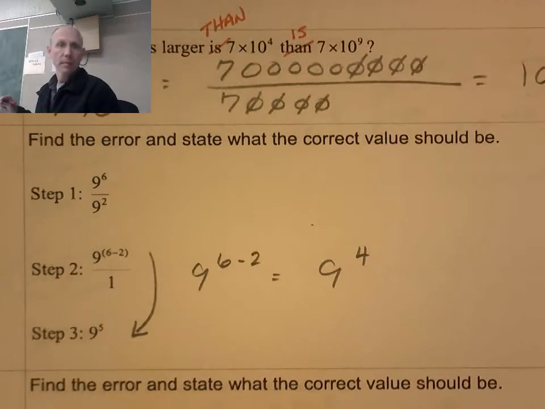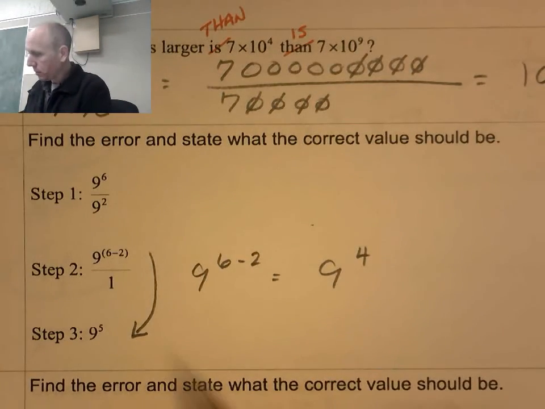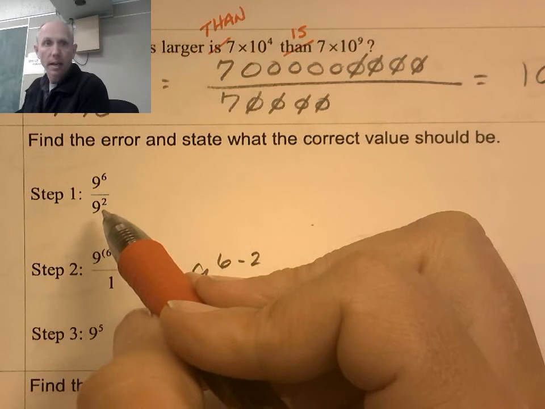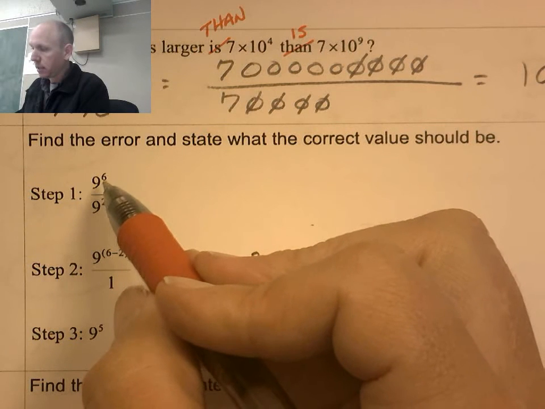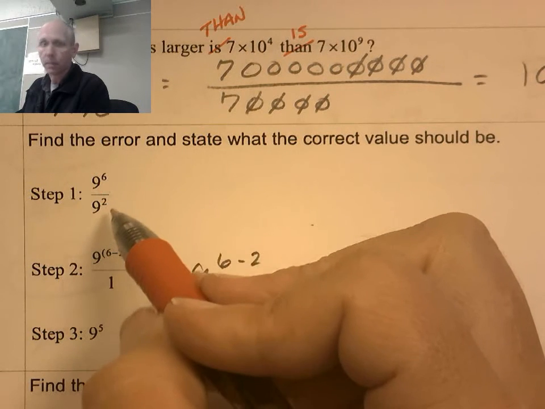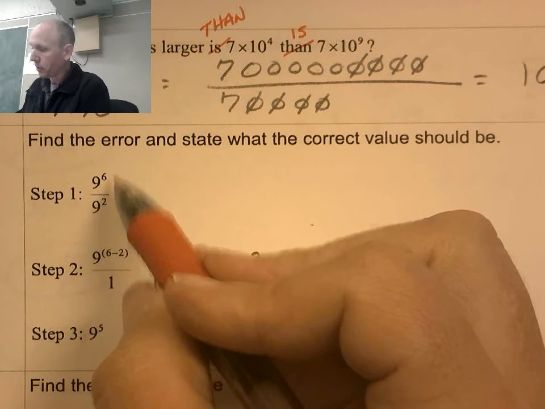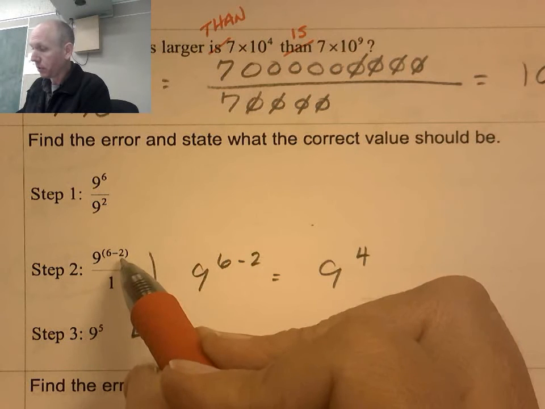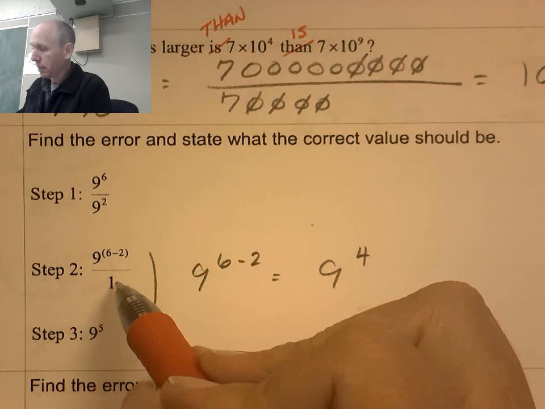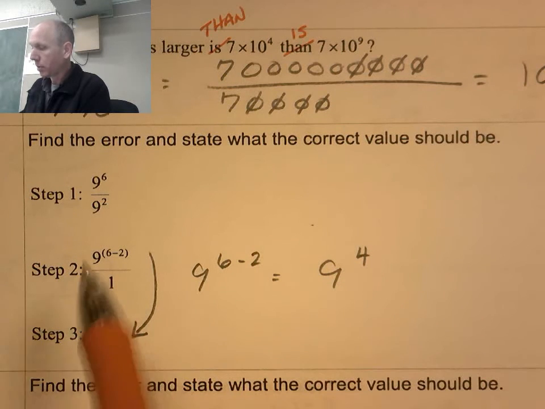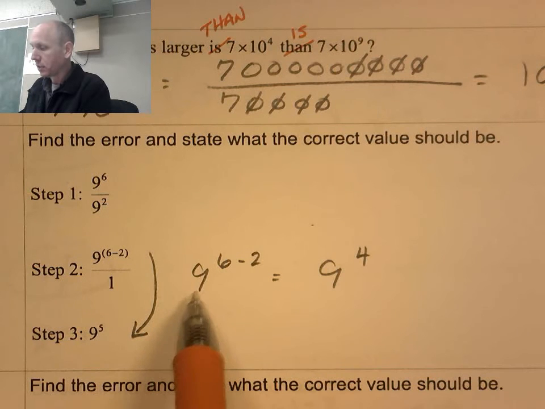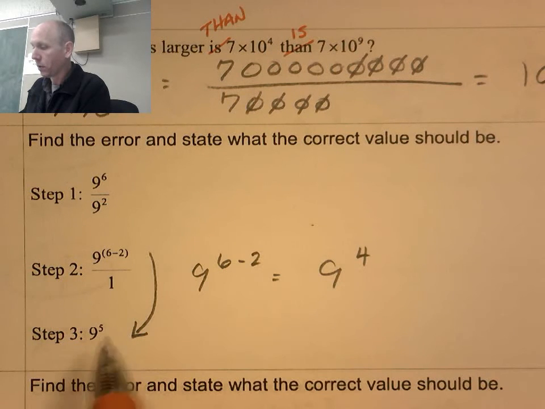Okay, so I have 6 nines on top, 2 nines on the bottom, so this is 6 minus 2 over 1, that looks good. And the error is happening right here. What's 6 minus 2? 6 minus 2 is 4, not 5. So 9 to the 6 minus 2 equals 9 to the 4th, not 9 to the 5th. That's the error right there.